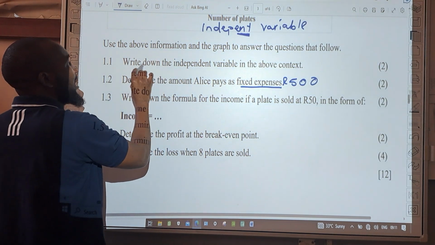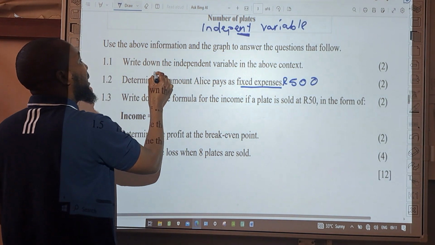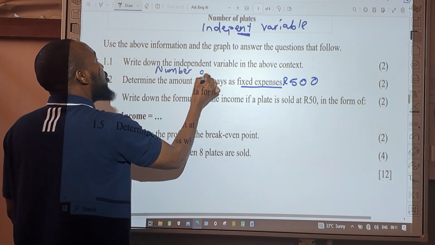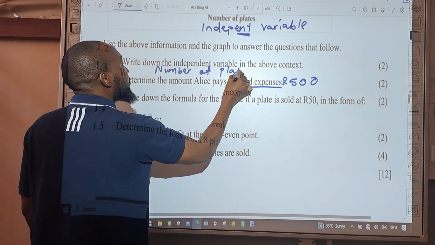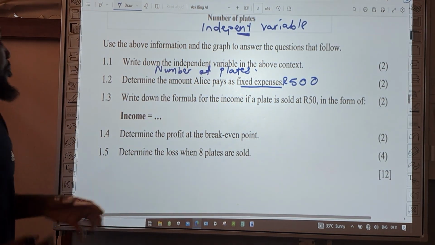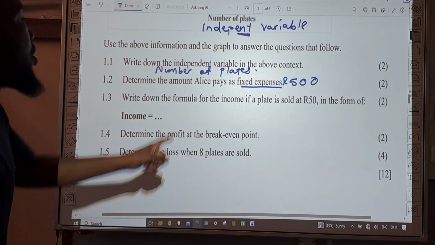Remember, the independent variable is going to be the number of plates. Number of plates, that's right, what is at the bottom of the graph. Then 1.3, write down the formula for the income.